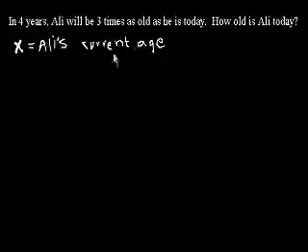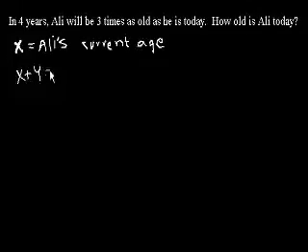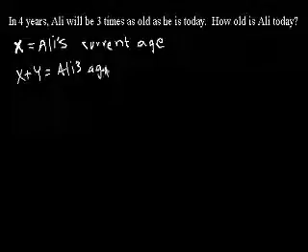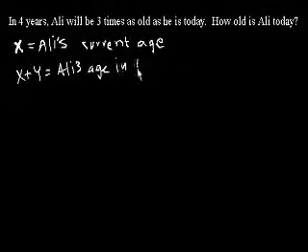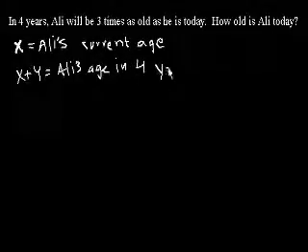If X is Ali's current age, and here we say in 4 years, so how old is Ali going to be in 4 years? Well, if X is his current age, in 4 years he's going to be X plus 4 years old. So that is equal to Ali's age in 4 years.